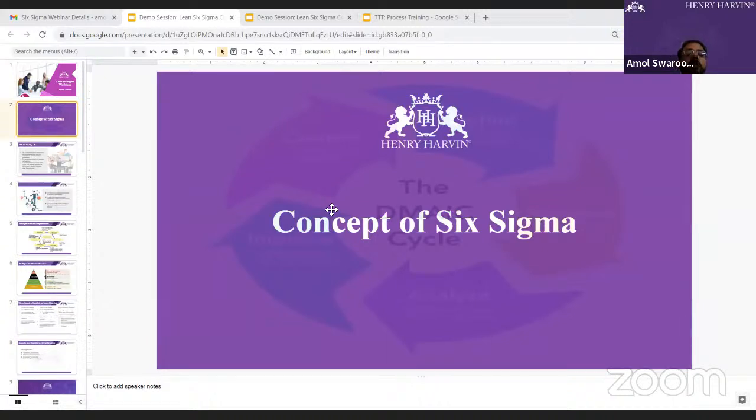Lean and Six Sigma are basically two different concepts. They work on two different principles, but we have clubbed these two concepts together and now use them as one single methodology, which helps in improving the business. Lean Six Sigma helps in business improvement a lot. What are the concepts behind it?